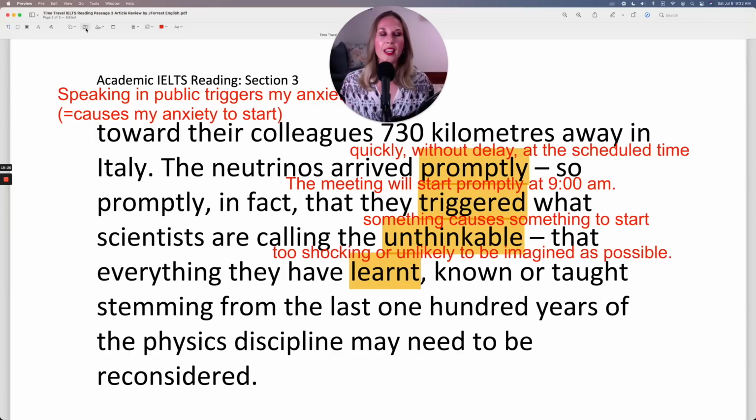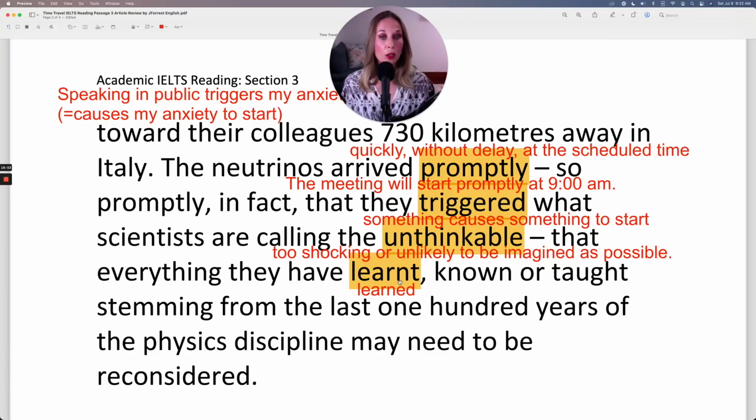So learnt is the preferred spelling and pronunciation in British English. In American English, which I teach, the preferred spelling and pronunciation is learned. So notice we have a soft T here, learnt. And then in American, learned with a soft D, learned. Both of them are grammatically correct. It's just two countries prefer two different words.